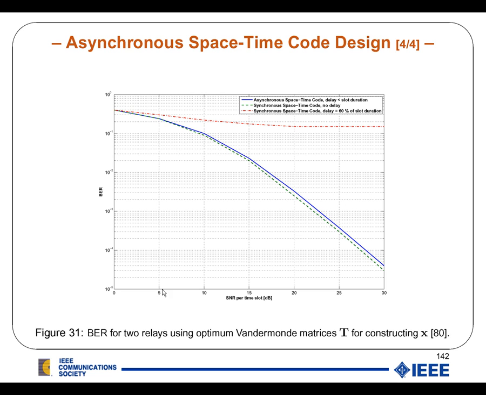Now, using the analysis in 80 and using some optimum Vandermonde matrices C, we obtain quite interesting results here, and I depict here the bit error rate versus the signal to noise ratio per time slot. And you can see a reference: the synchronous protocol, the green one, the lower bound here, with no delay at all. We do have a synchronous space-time code with a delay of 60% of the slot duration, and you see that it performs pretty badly because it is not designed to work in these conditions. And we do have the asynchronous space-time code where the delay is less than the slot duration, and you see it behaves very well, almost as good as a synchronous one with no delay.